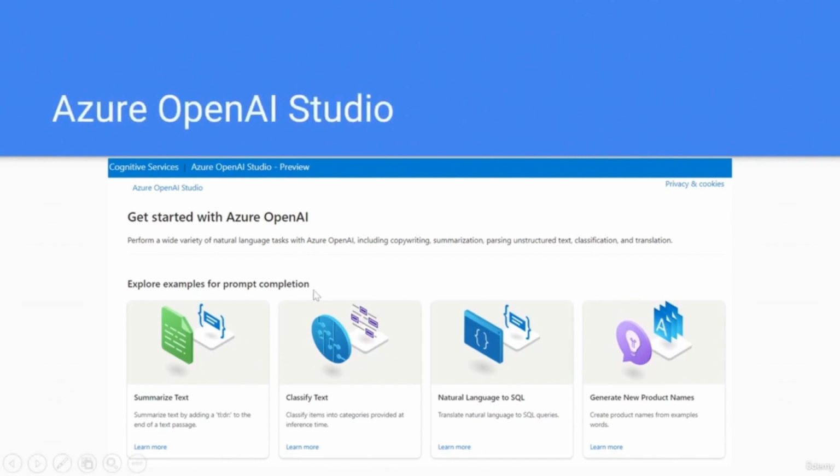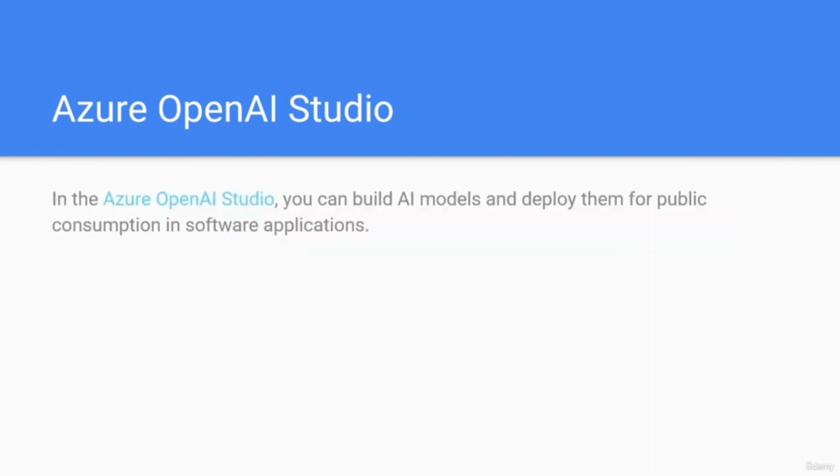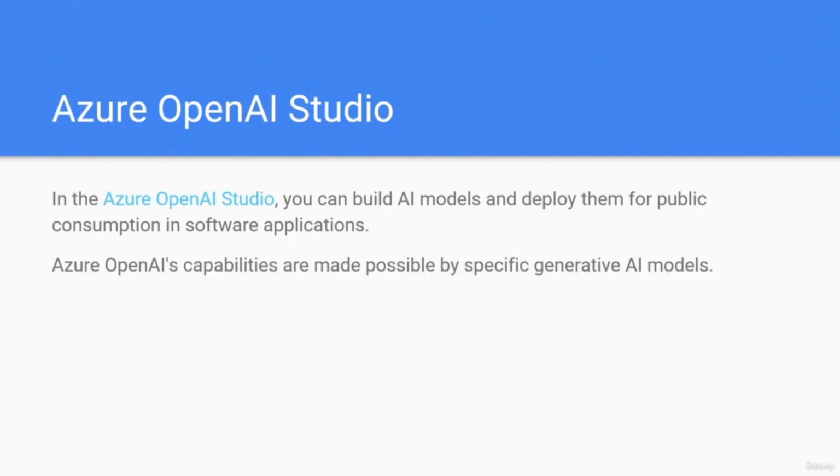So here you can see an image of the OpenAI Studio. This is a preview. In the Azure OpenAI Studio, you can build AI models and deploy them for public consumption in software applications. Azure OpenAI's capabilities are made possible by specific generative AI models.